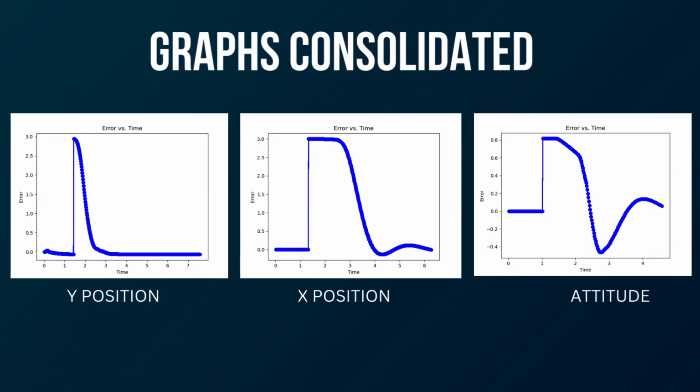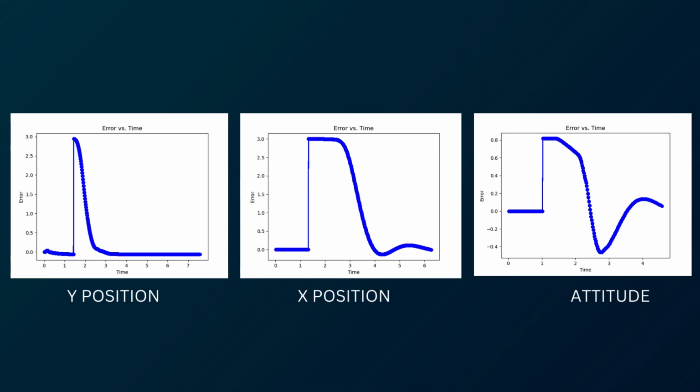The consolidated graphs represent the error versus time for the x position, the y position, and the phi position. In summary, the cascade control system orchestrates a symphony of control loops working in harmony to stabilize and maneuver the quadrotor drone with remarkable precision.